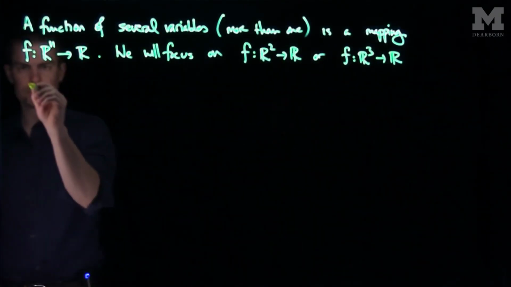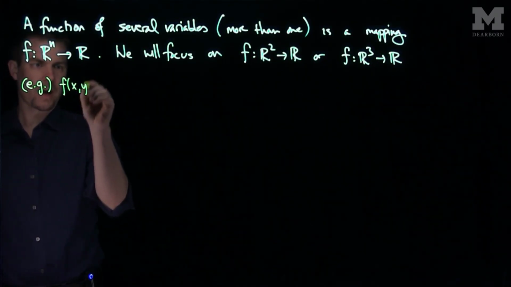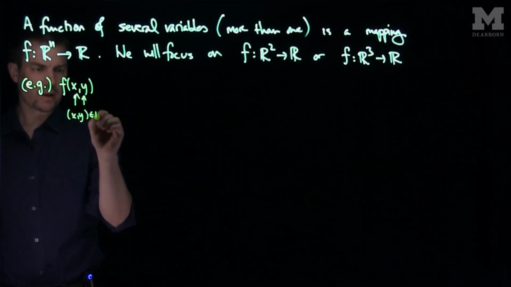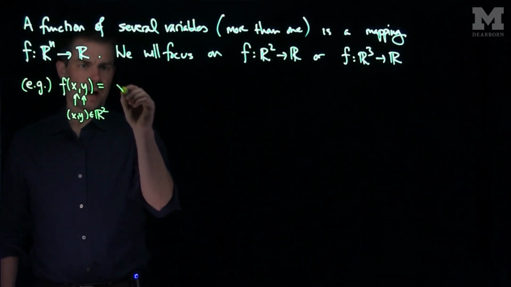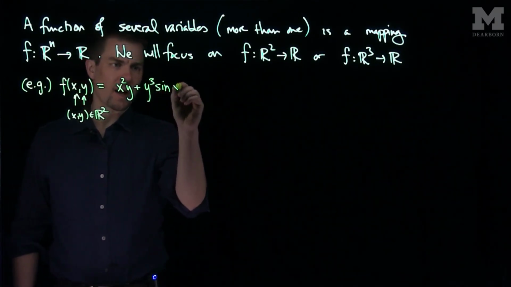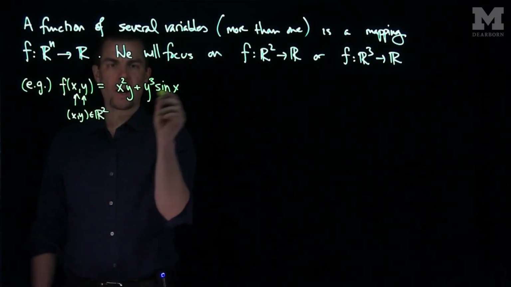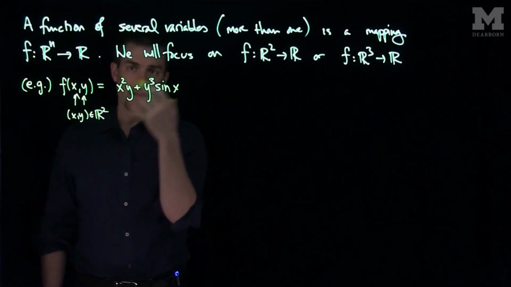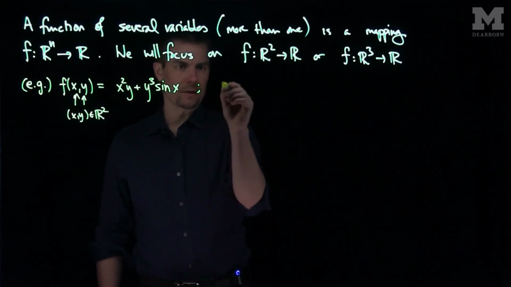So for example, we could have f of x and y, and now I input an x and a y. So this pair x and y is a point in two-dimensional space, R2. And I could output a function like this, x squared y plus y cubed sine x. This function depends on both x and y, and I input two numbers x and y, and I output the sum of these two functions over here, and that will give me a single valued answer. We can look at this type of example. I can look at another example over here.